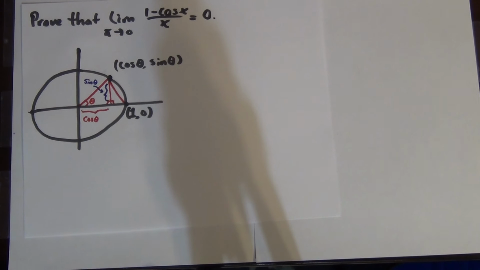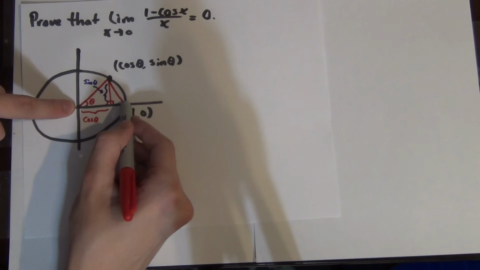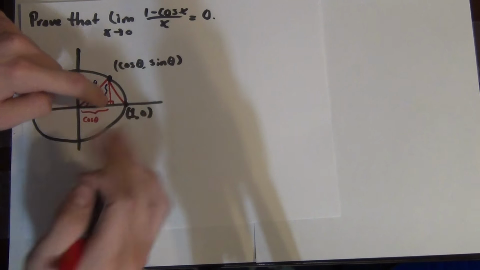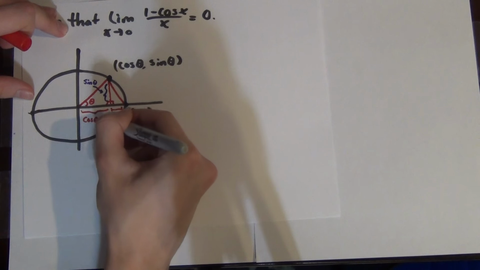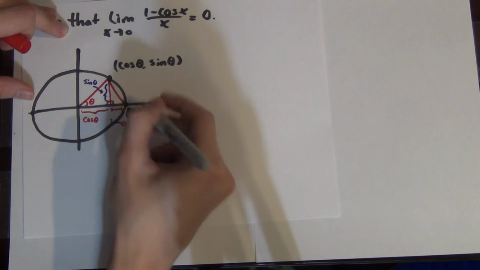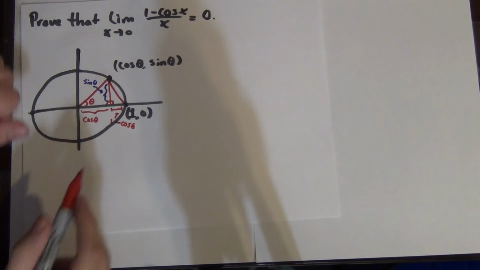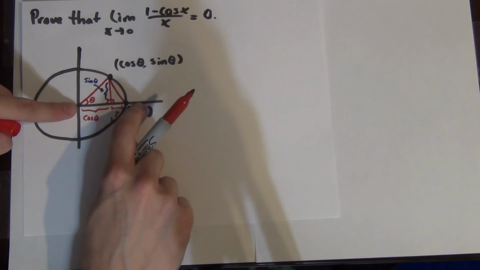Right? And furthermore, because I know that this is a unit circle and this entire length is 1, if this is cosine of theta, I know that this length right here has to be 1 minus cosine of theta. Right? Because if you take 1 minus cosine of theta plus cosine of theta, I get the entire radius of the circle, which is 1.